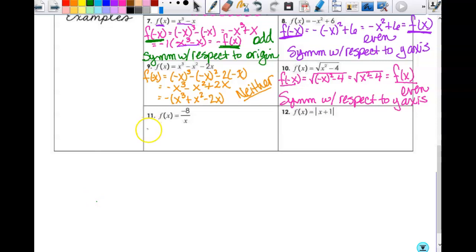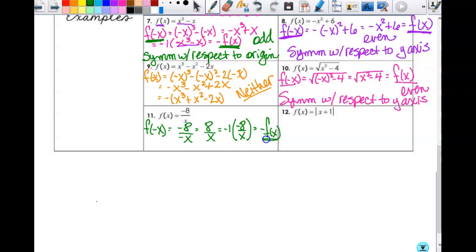All right, so I think most of y'all have gotten through 11, so we'll work it together, see if we agree. So f of negative x is going to be negative 8 over negative x, and then the negatives reduce out, right? So I get 8 over x. It does not match the original, but if I factor out a negative 1, will it? If I factor out a negative 1, then it's going to give me negative 8 over x, because negative 1 times that, you don't multiply the numerator and denominator, just one of them. So this does equal negative f of x.